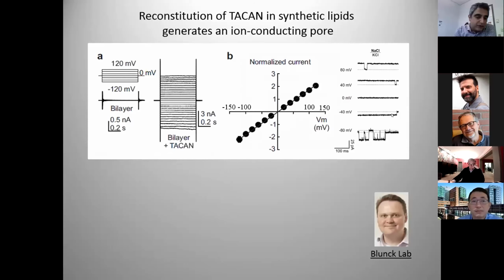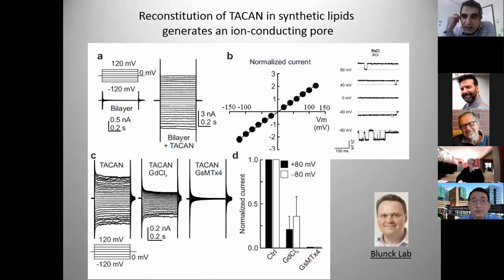To verify that TACAN forms a channel, we turned to our colleague Ricard Blanc, and what we did was purify TACAN and reconstitute it in synthetic lipids. These are planar bilayer recordings. When we inserted TACAN-containing proteoliposomes on that bilayer, we suddenly see these macroscopic currents that displayed an ohmic behavior. And if we take these currents and apply known blockers of mechanosensitive channels, such as GsMTx4, we immediately block these channel openings.